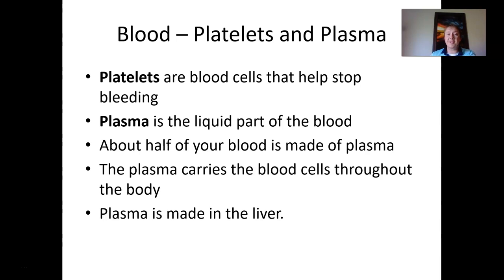Then plasma is simply the liquid part of the blood. About half your blood is made up of plasma, and it's that liquid that allows the blood to be able to flow smoothly through your veins. That way, it's less likely for them to get plugged up or anything bad to happen. And that's made in the liver.